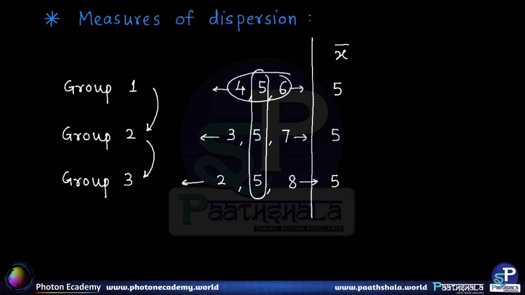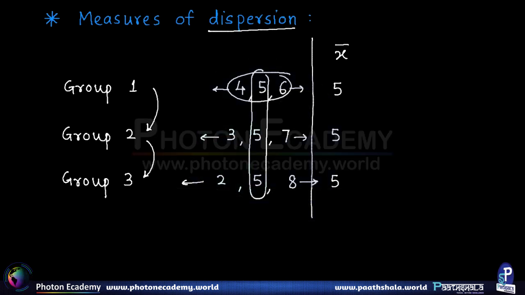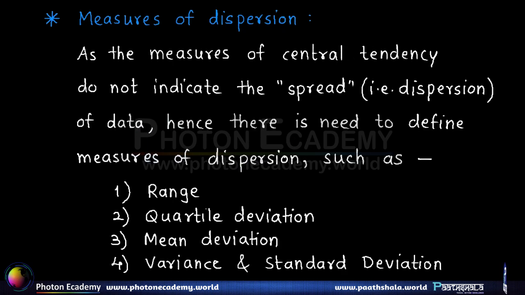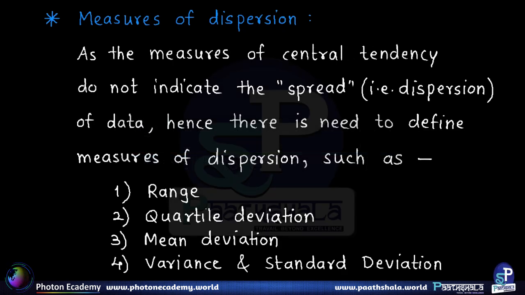So this scattering, or what is called the dispersion, needs to be measured for any given data in addition to the measure of central tendency. And that is why this is where we feel the need of measure of dispersion for the data. Alright, so we are going to study 4 important measures of dispersion, and they are as follows.